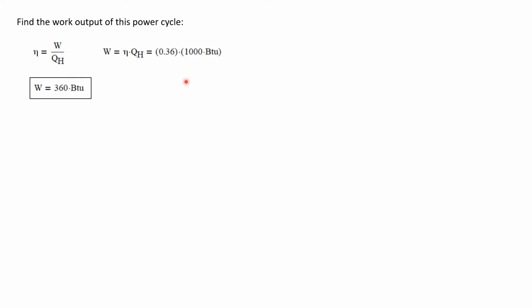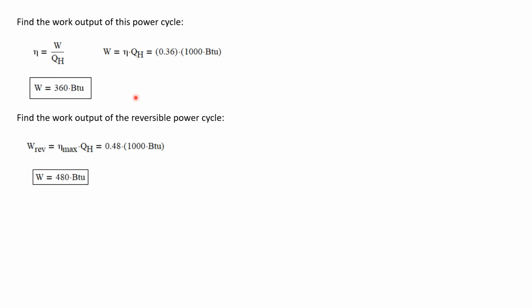So let's find the work output of the power cycle. We know the efficiency is just work divided by the heat input. We can rearrange this and say that work is efficiency times QH. And the efficiency we calculated to be 36%. QH was given as 1,000 BTUs. So the work output of the actual power cycle is 360 BTUs.